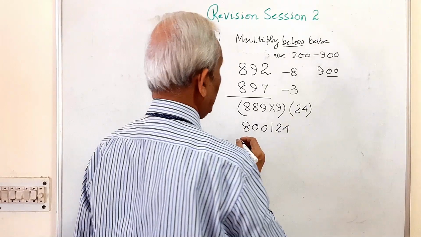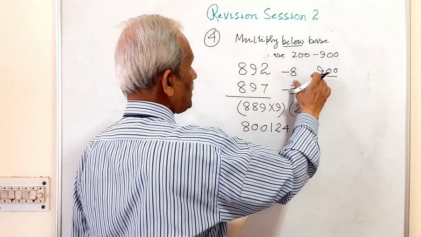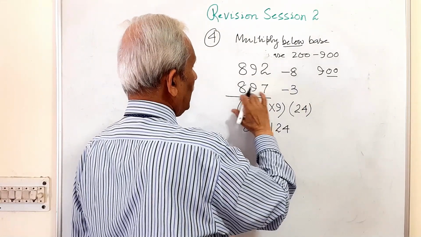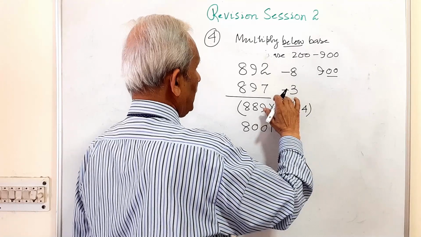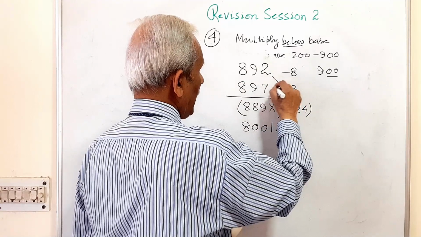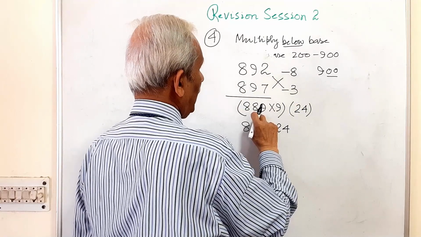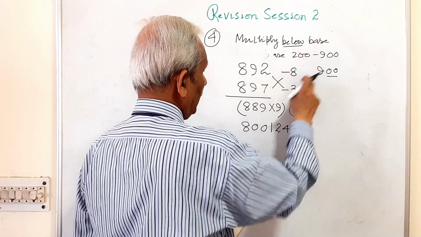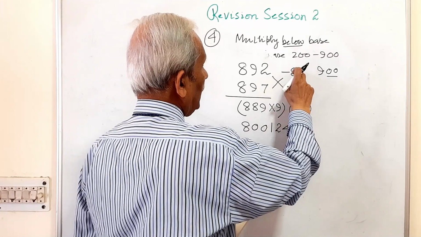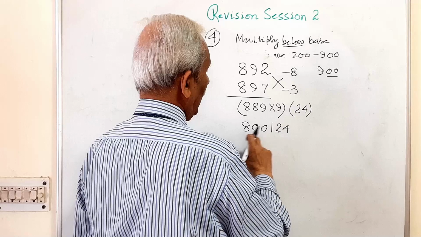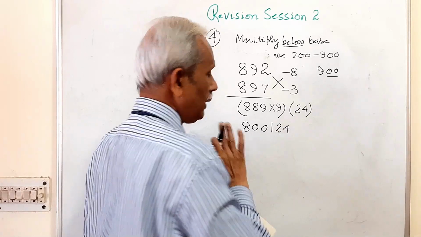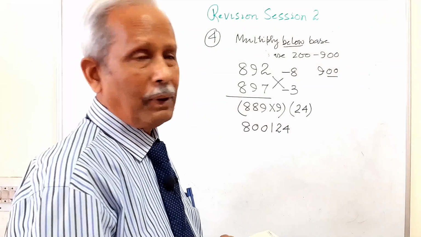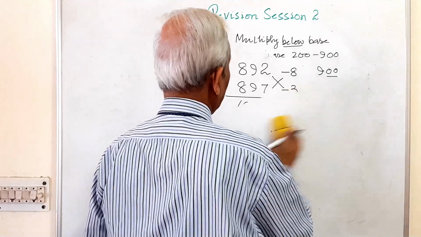I hope you understand it. 892 minus 900 is minus 8. 897 minus 900 is minus 3. Cross subtraction, 889 into 9, and then 3 into 8 is 24. 8001 and 24. Things are quite simple, quite understandable. I hope you understand it.